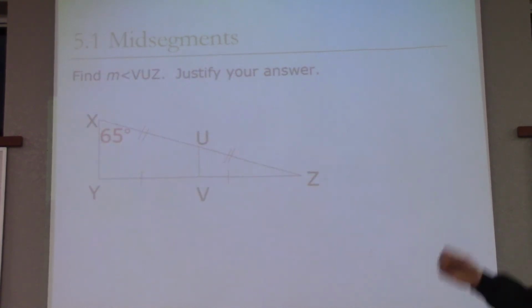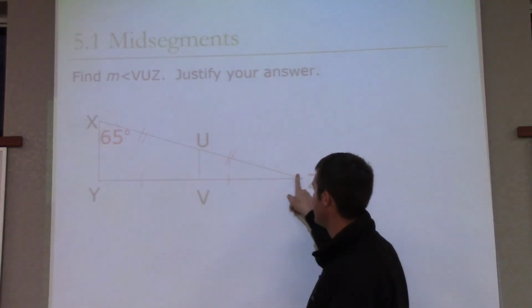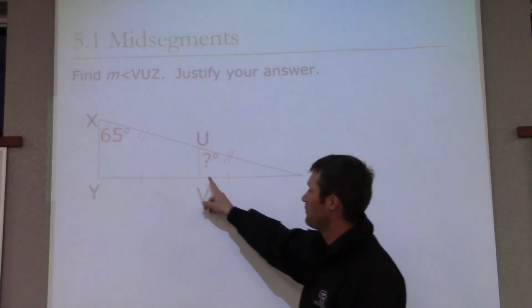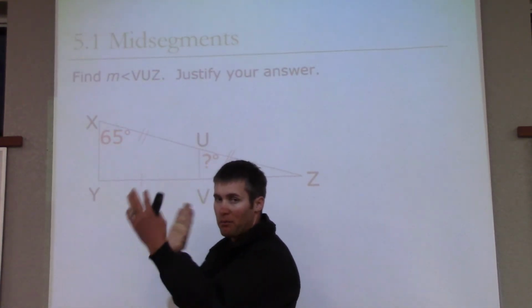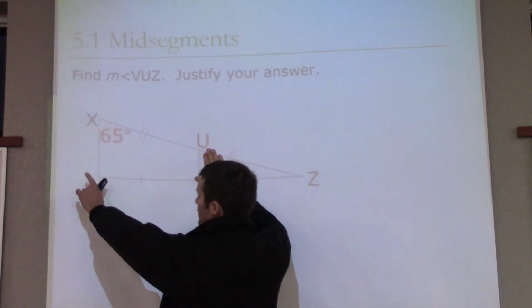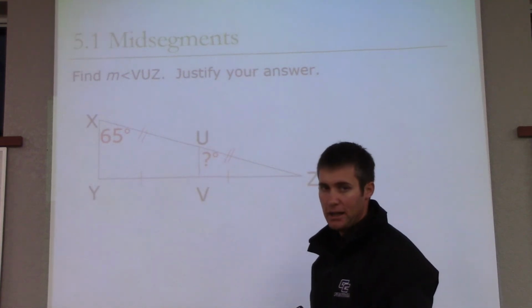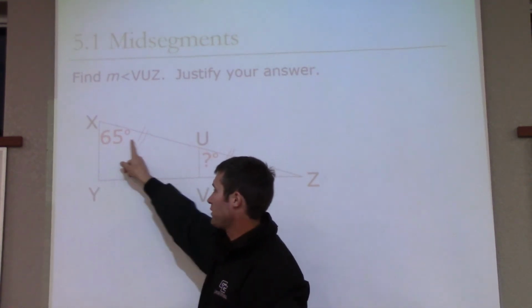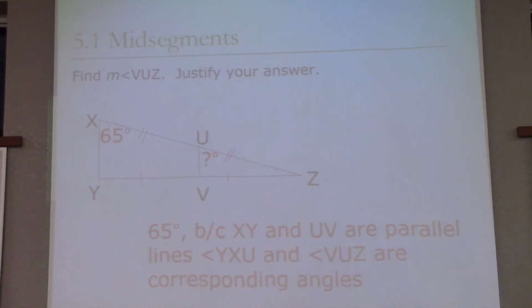Last example, we want to find VUX. VUZ would be this angle right here. So when we talked about if we have midpoints, then our lines are parallel. This line and this line are parallel. Remember, if we have parallel lines, these angles aren't inside, so they're not going to be alternate interior or same side interior, but they are corresponding angles. So these 2 angles are congruent. They'd be equal to one another. So it'd be 65 degrees because of our corresponding angles.